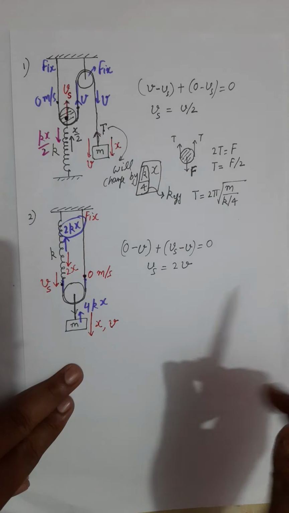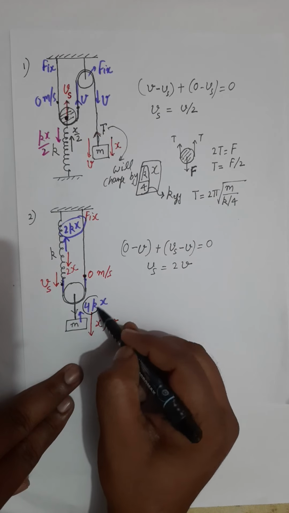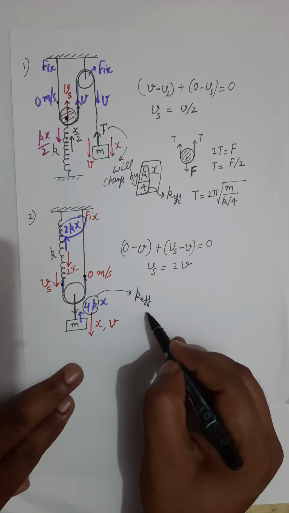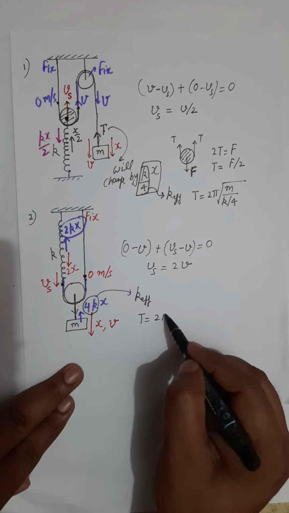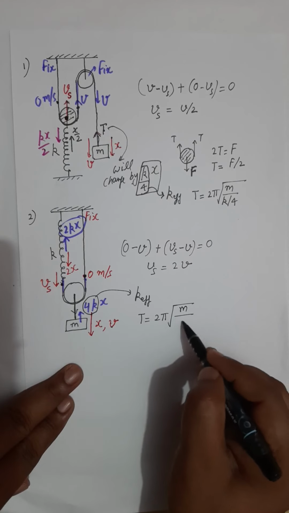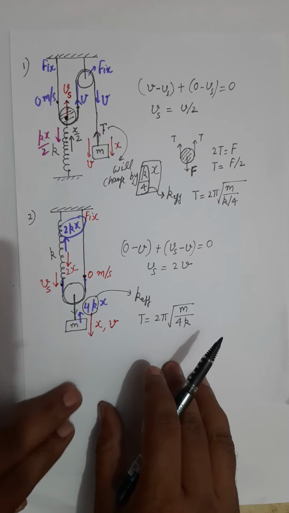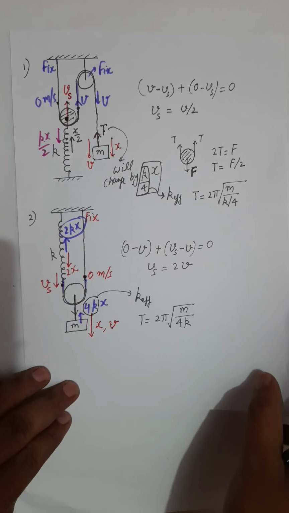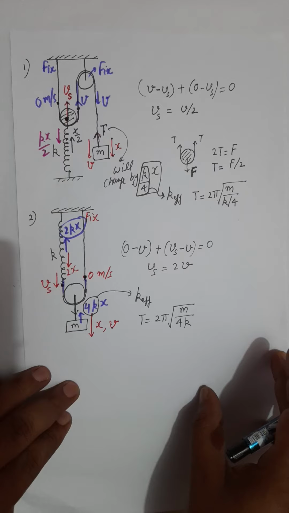And if I get 4kx on this block, this 4k will be our k effective for this particular question. And now I can write down that time period will be 2 pi root of m by 4k. So this is a very objective method. This is not the descriptive approach. If you want the descriptive approach, if you want proper clarifications, that also I can do. But today my purpose is to give you some objective approach related to JEE exams.